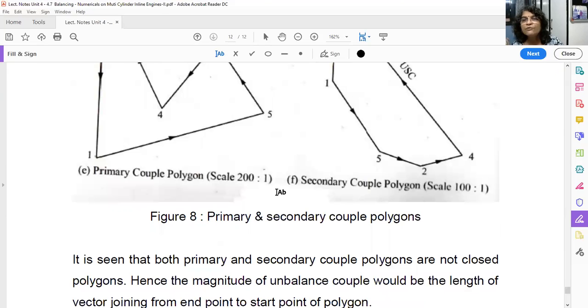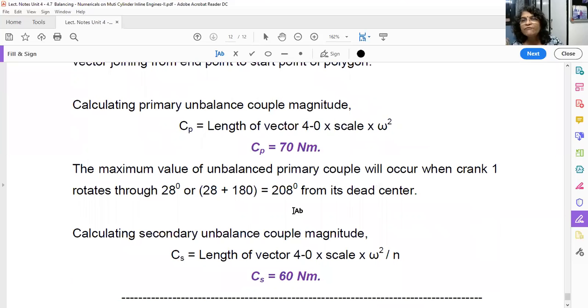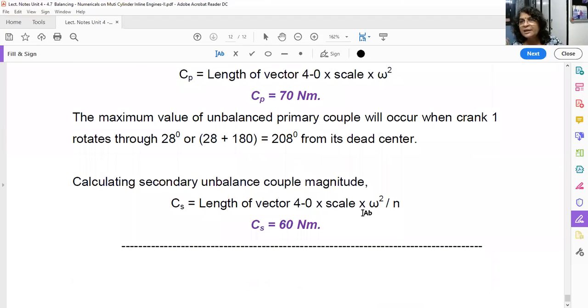Okay, so how to find out magnitude? So length of vector 4O into scale into omega square upon n, because this is secondary couple. So secondary couple is secondary force into length. What is the secondary force? Mr omega square upon n. So upon n, this will give you CS is equal to 60 Newton meter.